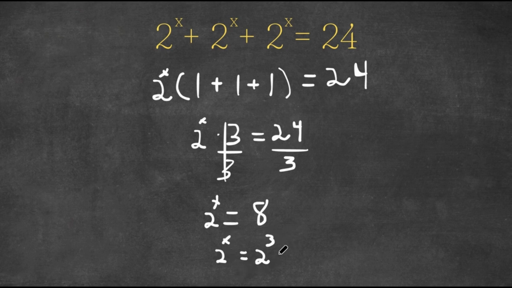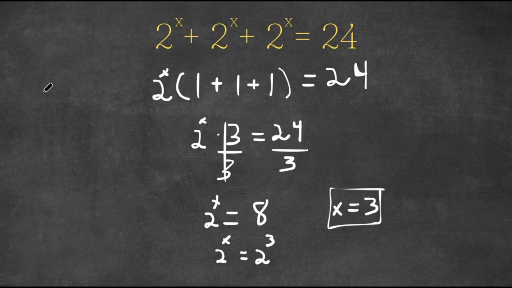And because these two bases here are the same, this also means that the exponents are the same as well, meaning that this is equal to this. So x is equal to 3. So this is our answer.